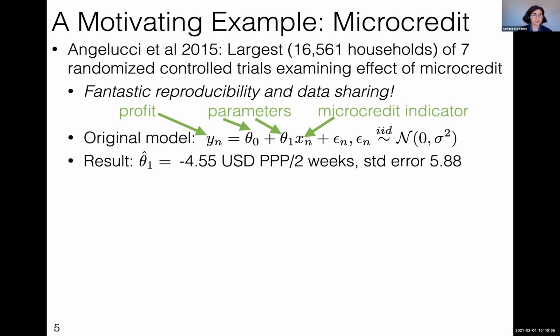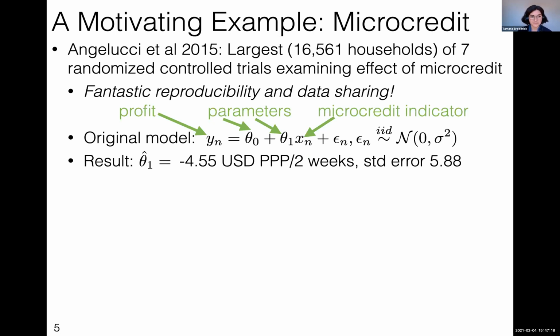Okay, so if you look at the original paper, they run an ordinary least squares regression. They get out that theta 1 is negative 4.55 US dollars purchasing power parity every 2 weeks with a standard error of 5.88. So one, this is saying that microcredit is hurting because it's negative, but two, it's not a statistically significant result. The negative 4.55 is not 2 standard errors away from 0.